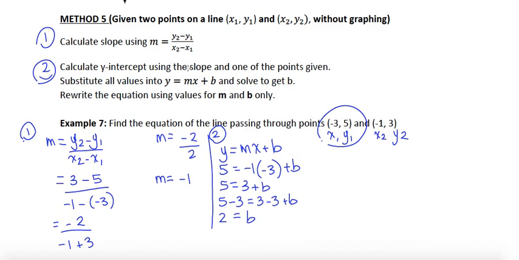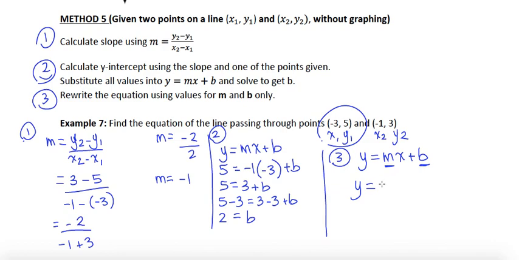Okay, so that's part 2, and then we want to rewrite the equation using just the m and the b. So y equals mx plus b. So we're just substituting the value for m and the value for b. So y is equal to negative 1x plus 2. So you can keep that negative 1 from your slope, or you could write it as y equals negative x plus 2 and eliminate that 1.